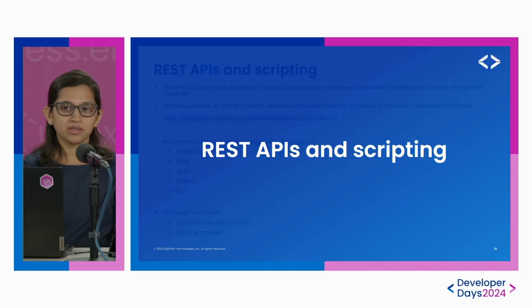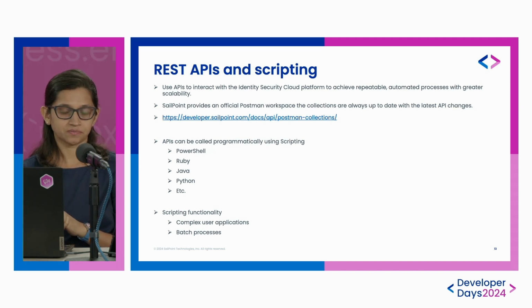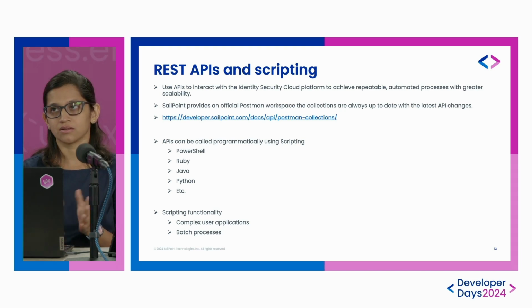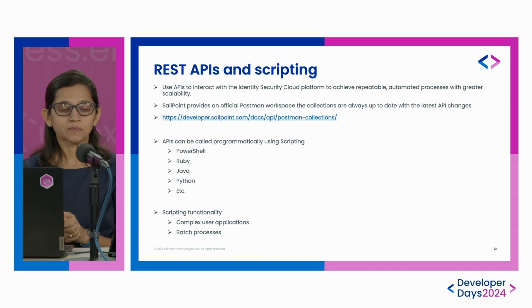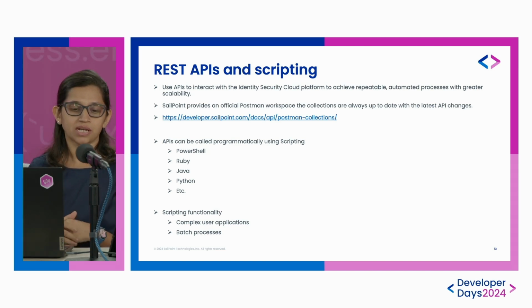So by using this approach, it's going to help us to basically overcome some of the search limitations that we have, because Identity Security Cloud does definitely have a good amount of APIs. I think a lot of endpoints are supported. And then the nice thing about it is, as a developer, you can use any programming language like Java, Python, or whichever language you are familiar with, to call these APIs and perform any kind of batch processes or other complex user applications that you're trying to build.